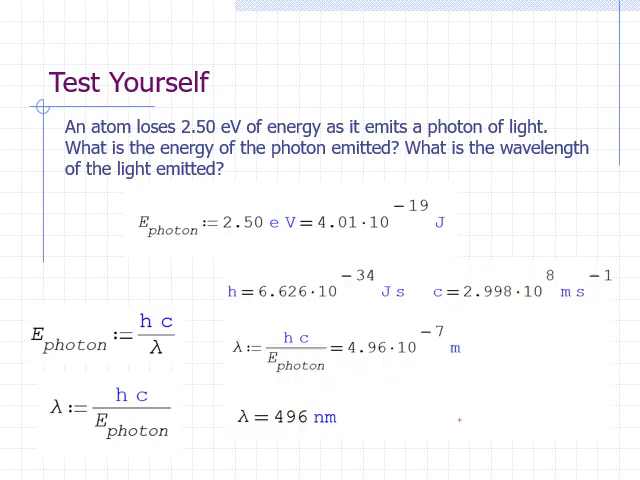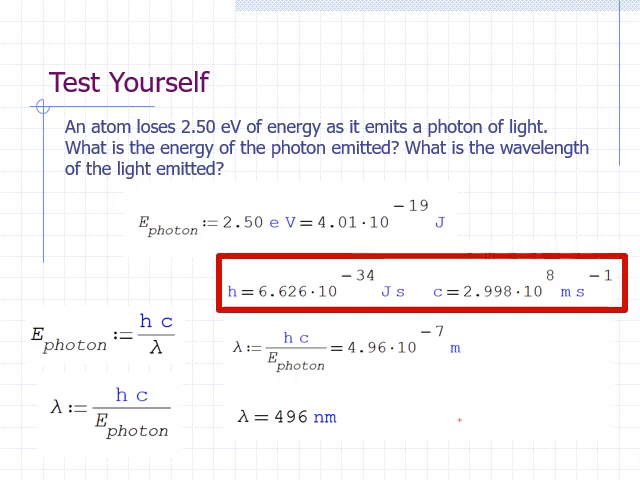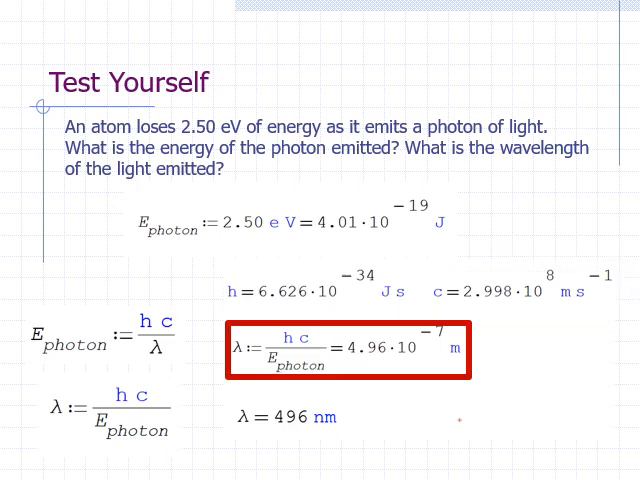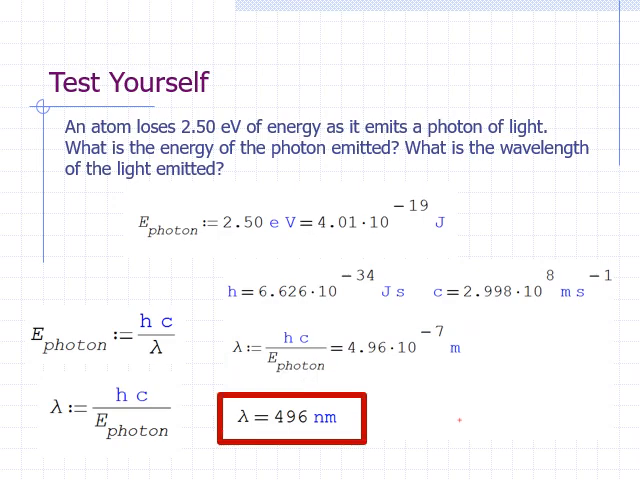Planck's constant h is 6.626 times 10 to the negative 34 joules second. Speed of light c is 2.998 times 10 to the 8 meters per second. Plugging in these numbers and the energy of the photon, we can calculate the wavelength to be 4.96 times 10 to the negative 7 meters, or 496 nanometers.